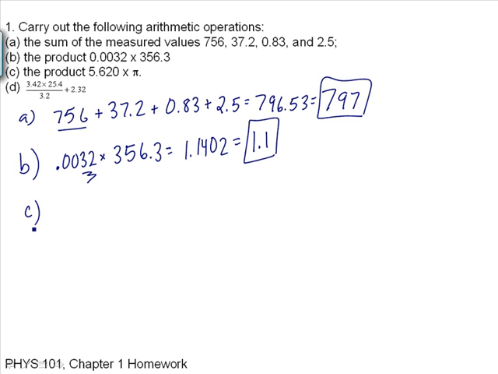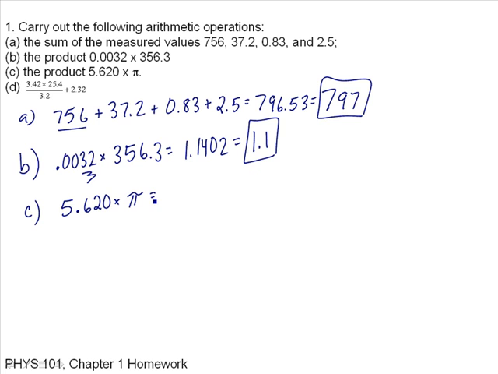In part C, the product of 5.620 times pi. Pi has a numeric value of 3.14159 and so on. Pi is a pure number, so you don't consider it when you're considering the significant figures.